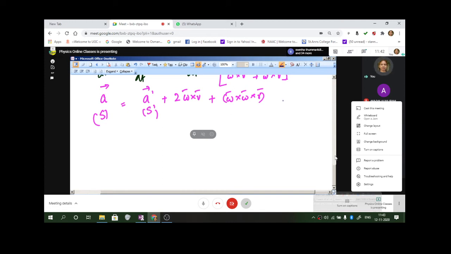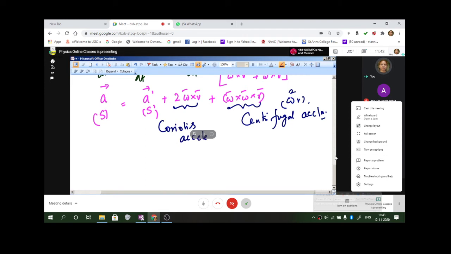Therefore, this is nothing but your omega square R, which is nothing but, what is this which you are already familiar with? This is your centrifugal acceleration basically. Force comes a little later. For the present, I'll talk about the force later. As of now, this is called centrifugal acceleration. And this is the extra term, and that is your Coriolis acceleration. This is your Coriolis acceleration.